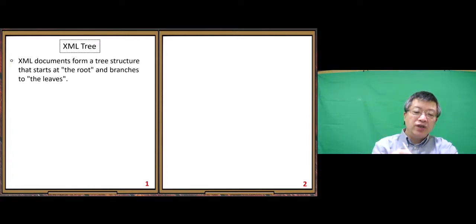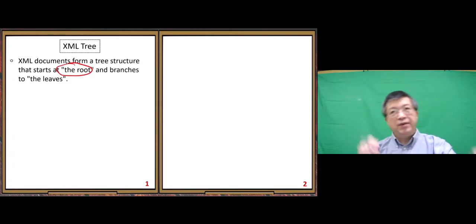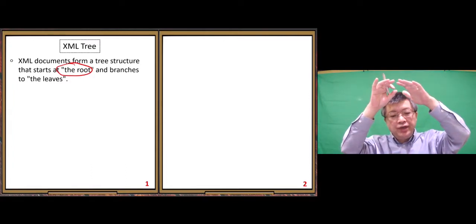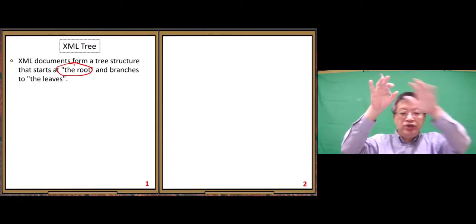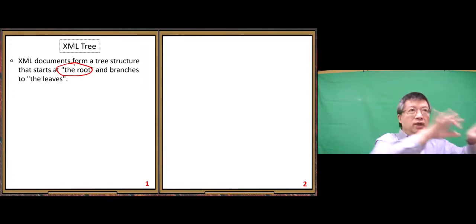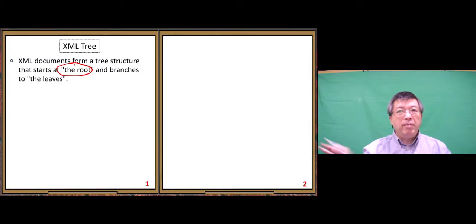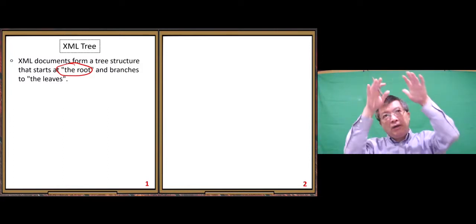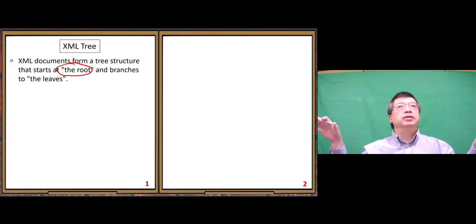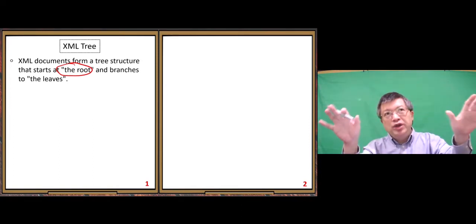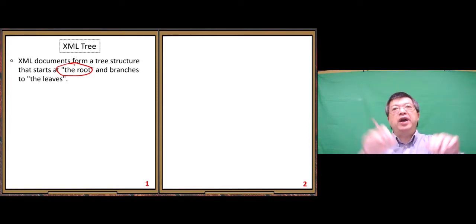The tree structure starts at the root. So there is a root on top of the tree, then branches down and reach the bottom. There are many leaves at the bottom. Okay? So a hierarchical structure. So use that tree structure way to organize the data.